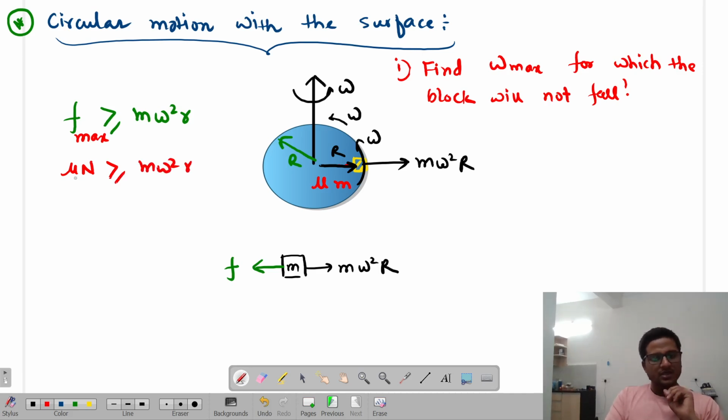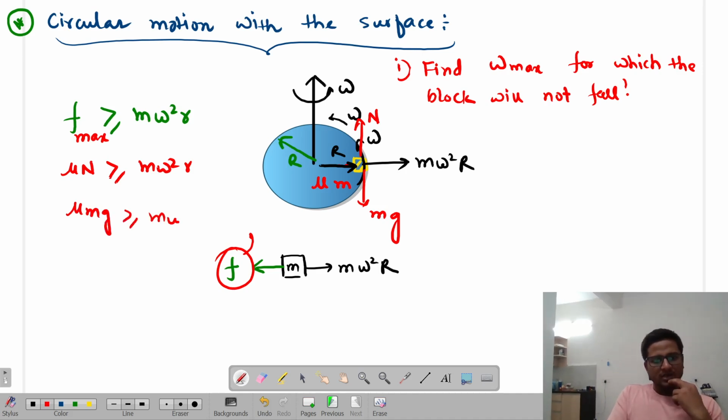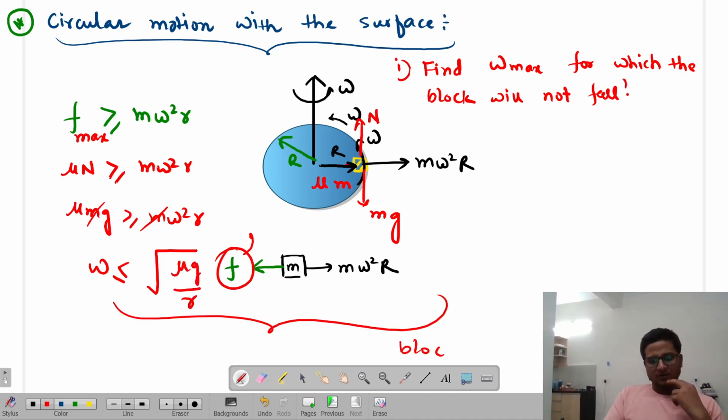Is my point clear, how I wrote f max? The maximum value of friction is f max, and m omega square r has to stay below that f max. Are you able to get me or not? Now look carefully, weight of the block mg is downwards and the normal will be upwards. So the value of normal will be mg, so mu into mg must be greater than m omega square r. m cancels, and omega must be less than root under mu g by r, then only the block will not fall.